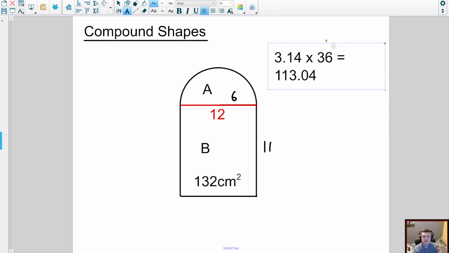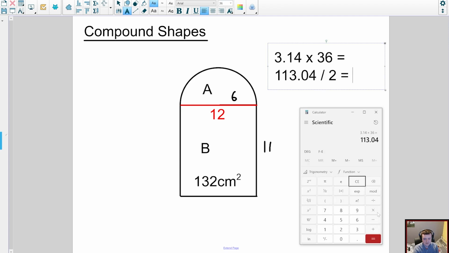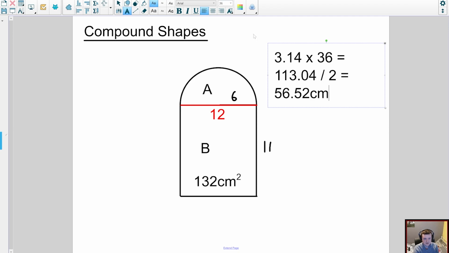However, I haven't got a circle, I've got a semicircle. So whatever I do, I have to half it because I've got half of a circle. And so I'm going to divide it by 2, and that's going to be my final answer. So divided by 2 is 56.52 centimetres squared. That is A.